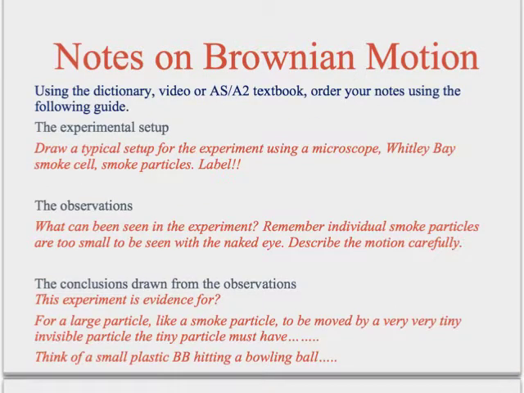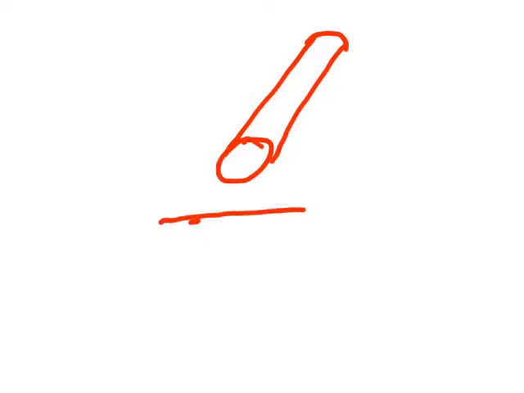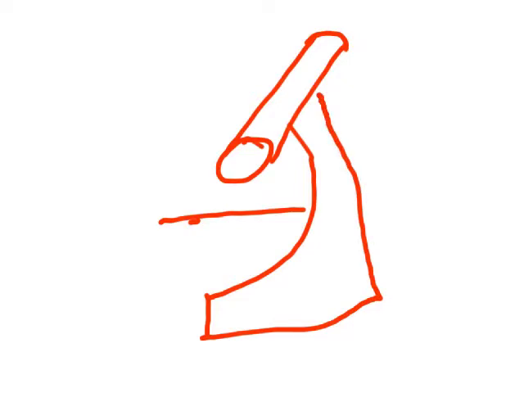When you do your notes on this, okay, you need to look at the experimental setup, what was observed and the conclusions drawn from the experiment. So the experimental setup was pretty straightforward. You have something like a telescope, sorry, not a telescope, microscope, set up in such a way that you look at a slide or some sort of cell. Okay, so a cell is just some sort of clear perspex cube.